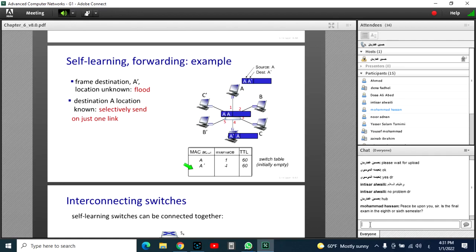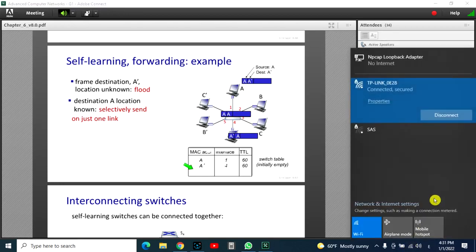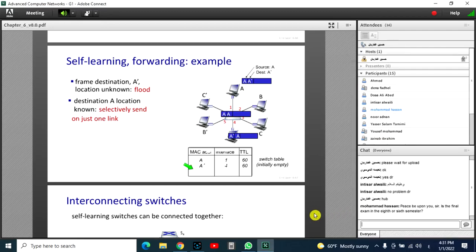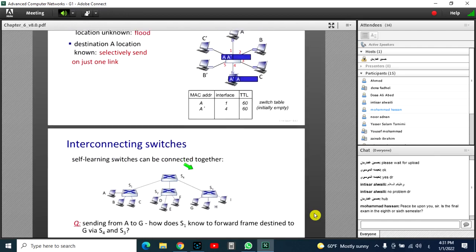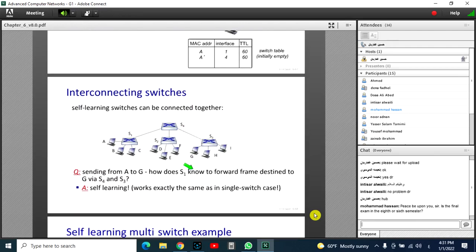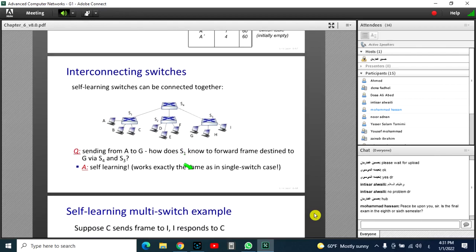But using this self-learning strategy in switches, the switch can cut the collision domains. A can send information to A prime, B can send to B prime, C can send to C prime. That's easy. The switch cuts those collision domains. So we have several collision domains. We can send more data at the same time, simultaneously.